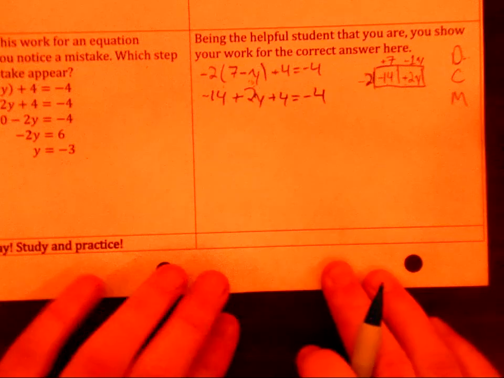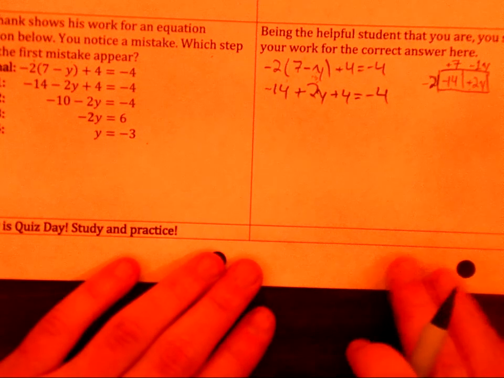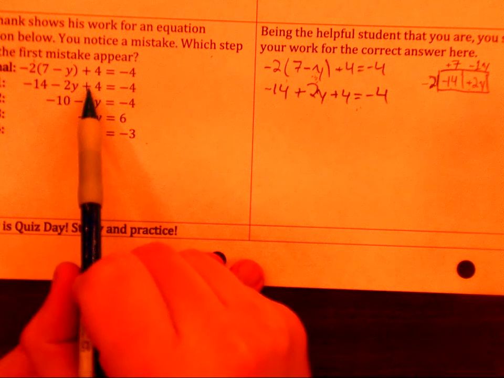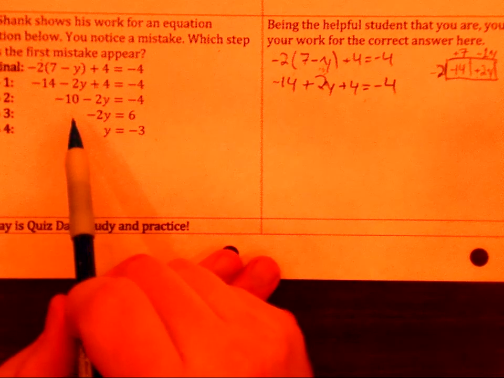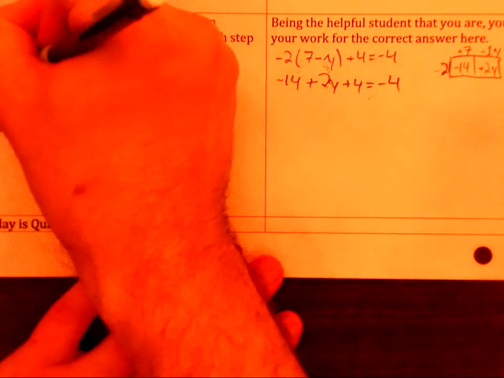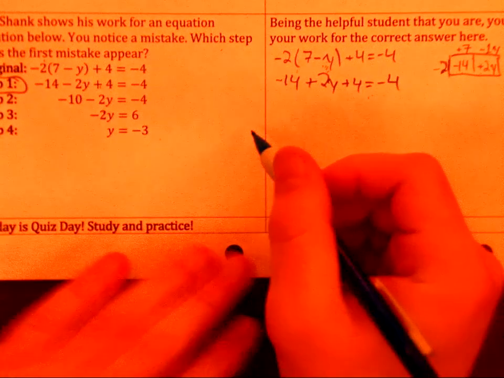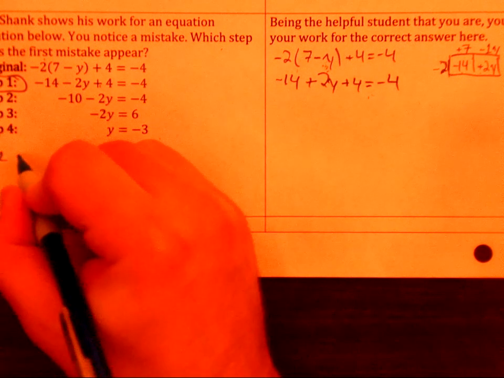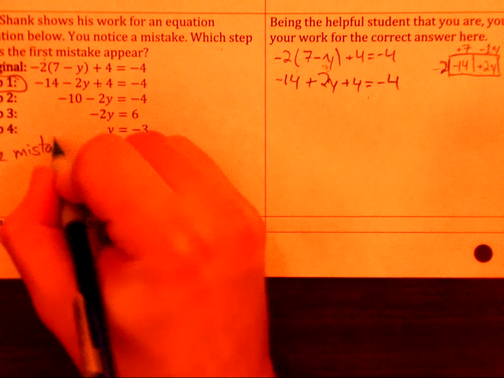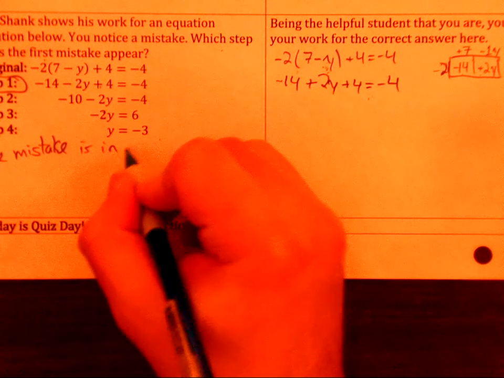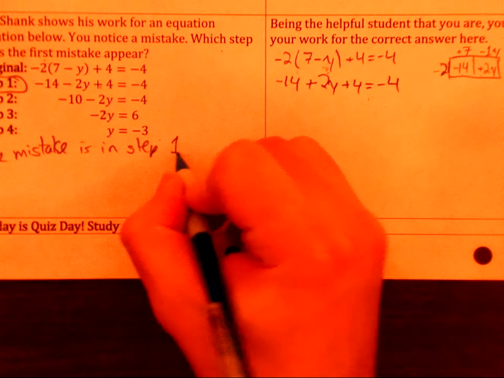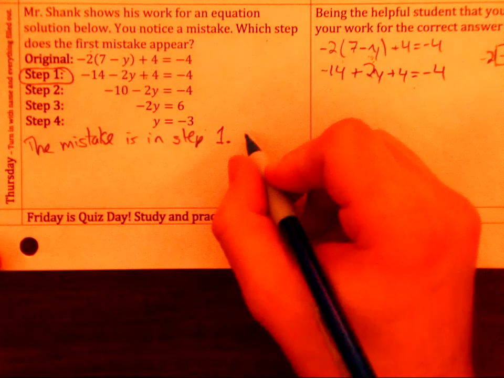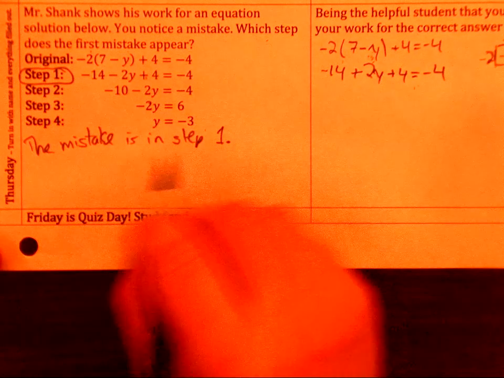And so right away, you can see, hey, comparing your work to the work that was done for you, that's where the mistake was. So it was in step 1. So in step 1, what happened? Well, you could say the mistake is in step 1. And then you could say, what happened? Well, compare yours.